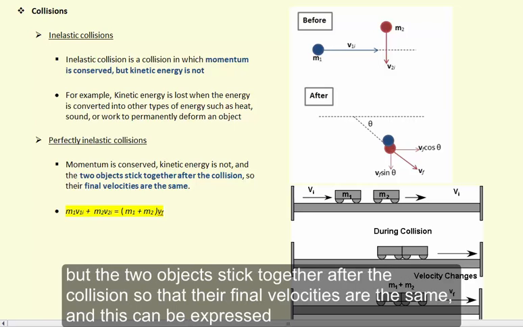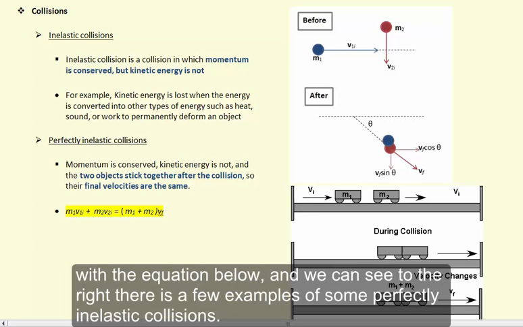Inelastic collisions can be perfectly inelastic, meaning that momentum is conserved, the kinetic energy is still lost, but the two objects stick together after the collision, so that their final velocities are the same. And this can be expressed with the equation below. And we can see to the right there's a few examples of some perfectly inelastic collisions.